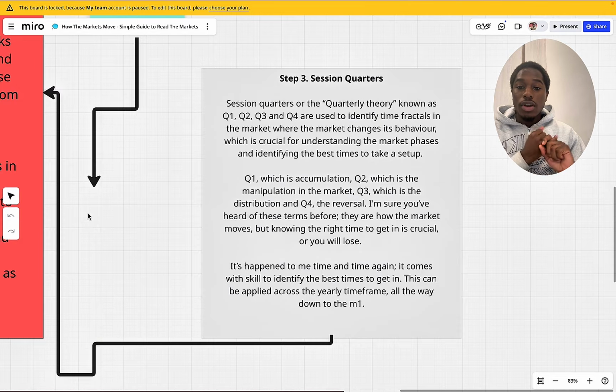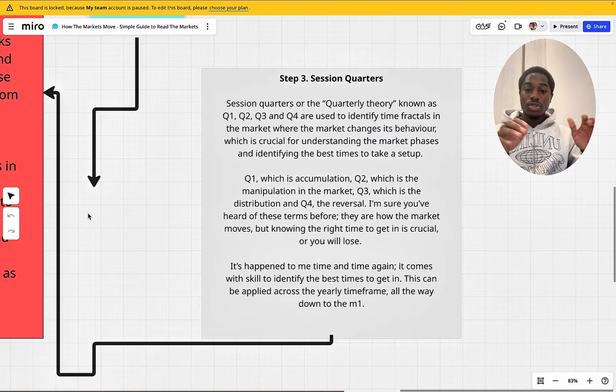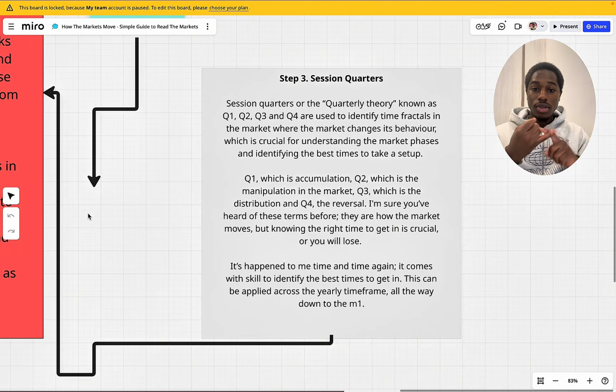Now, Q4, known as the reversal. This is when the banks and the institutions have completely finished their positions. They've taken out all the liquidity, so now they're selling all their positions. Market starts to reverse in the opposite direction. So I'm sure you've heard of these times before.